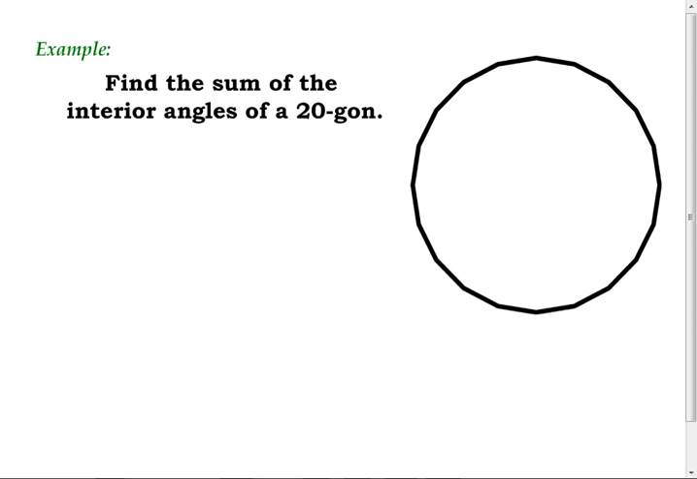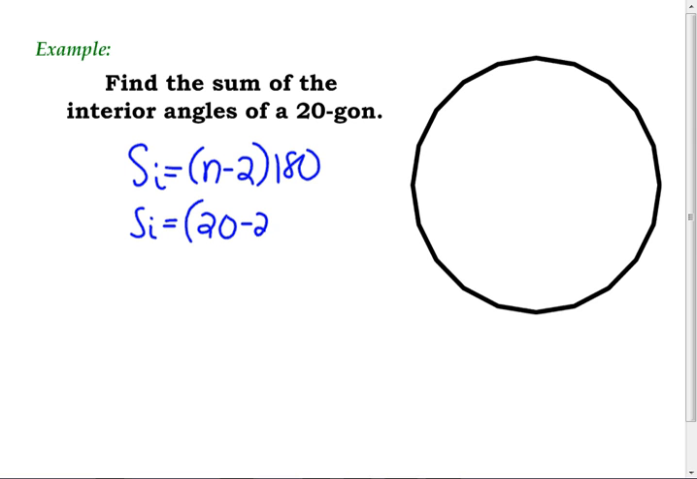Sure. This isn't bad. This is a very straightforward problem. I have a 20-gon, and by the way, it looks almost like a circle, doesn't it? So I recommend you write down the formula. S sub I equals n minus 2 times 180. Now, I can't draw a 20-gon very easily and not make the angles all look congruent. Well, maybe I could. But unless you're told it's regular, you cannot make that assumption. So I'm just going to substitute in 20. And so it's 20 minus 2 times 180. I'm not going to worry about the arithmetic today.